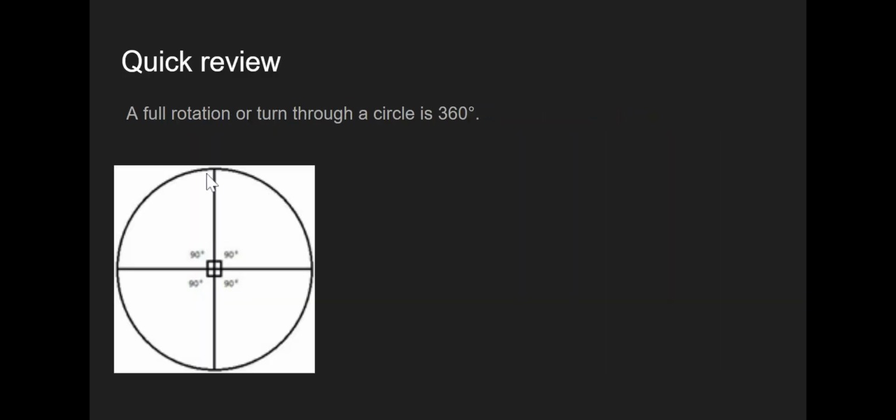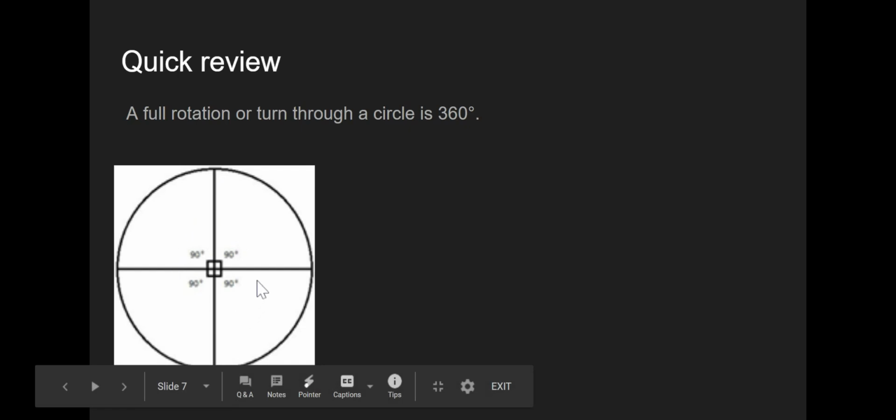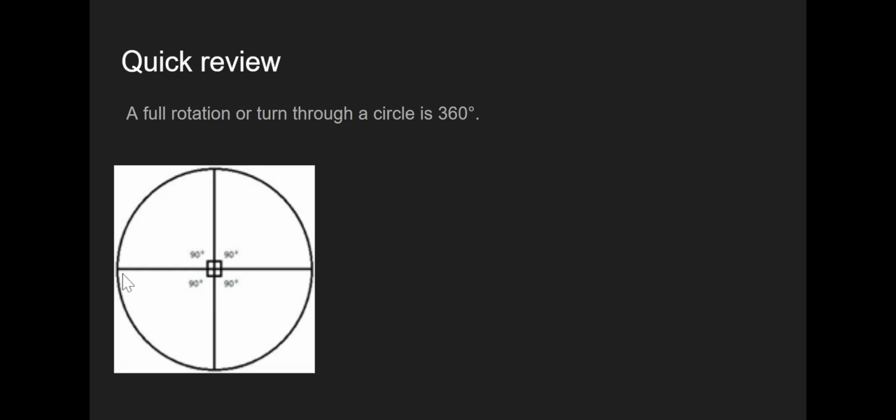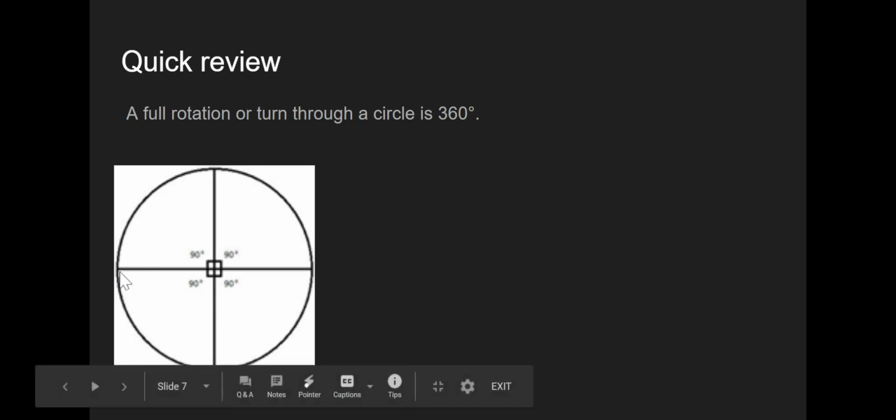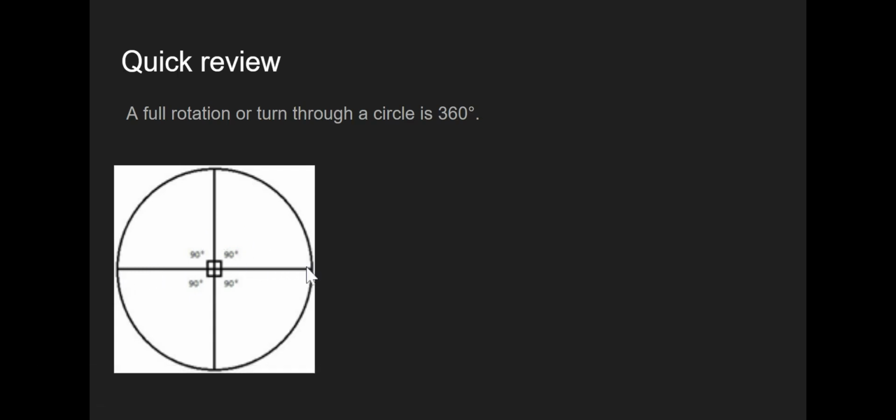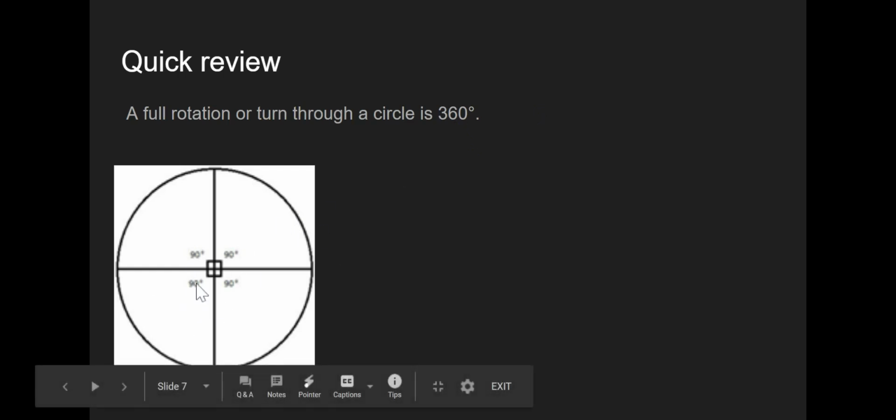All right, quick review. A full rotation or turn through a circle is 360. Just take a look at this diagram right here. As you can see, there's four 90-degree angles. 90 plus 90 plus 90 plus 90 equals 360. Something else to keep in mind: two 90 degrees, which is a line like we spoke about in class, is 180. And also keep in mind that 180 is half of 360. Just something to keep in mind throughout this lesson.